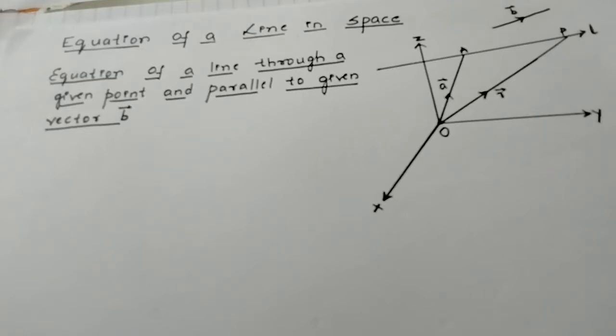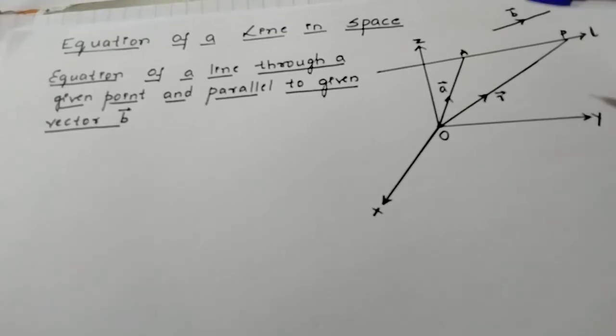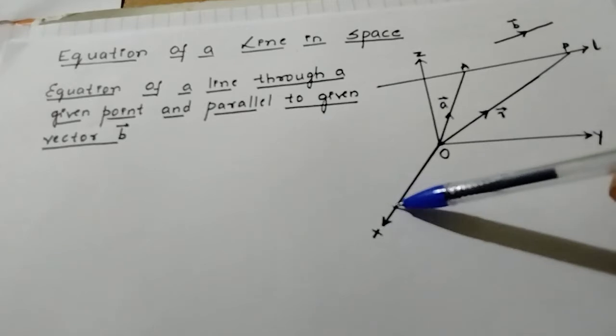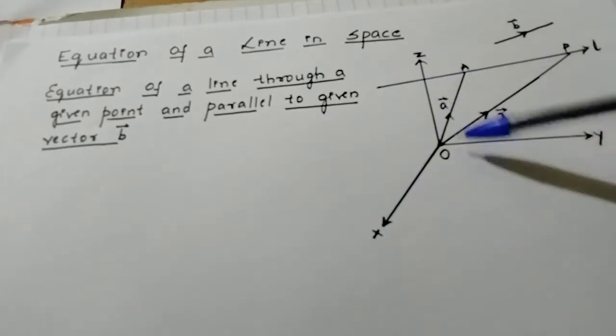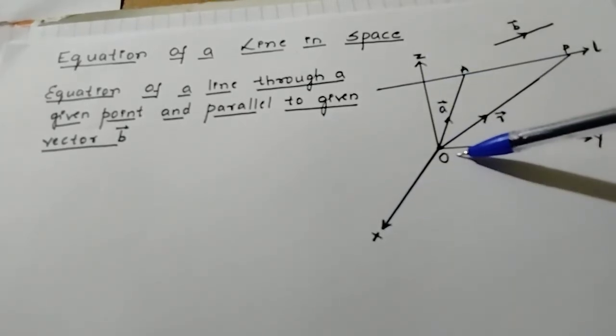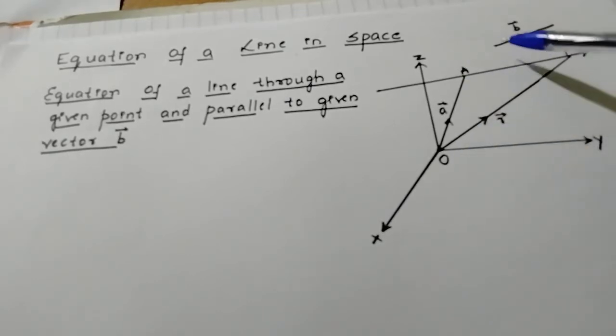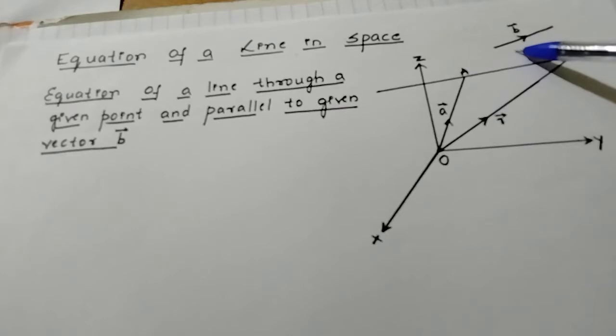The first derivation is the equation of a line through a given point and parallel to a given vector b. This is the diagram I have drawn. I have taken 3 axes, x axis, y axis and z axis. All these 3 are perpendicular to each other. Next, I am going to take one more parallel vector here.